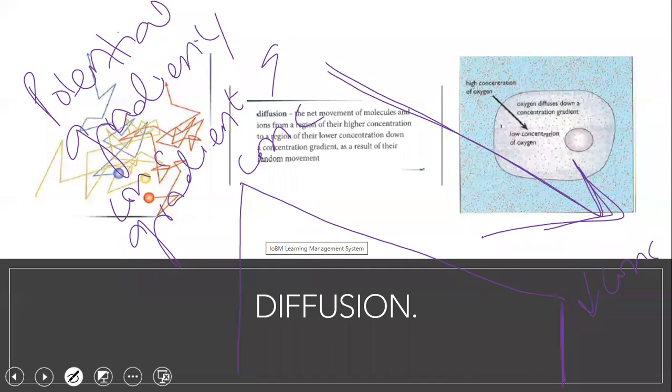And why does this happen? Because the molecules are moving randomly. We know that molecules are always moving randomly. So because of the random movement of molecules, they will end up going from high concentration to low concentration, down the concentration gradient. This is happening as a result of their random movement. Is this making sense?